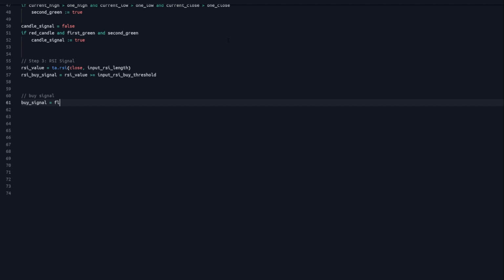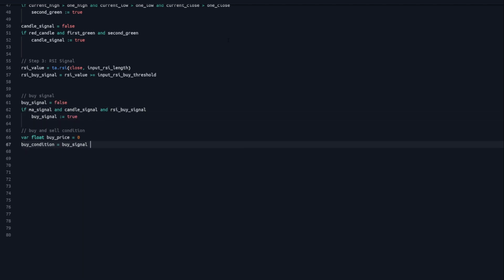Now that we have all 3 buying rules, let's quickly code up the buying and selling conditions, as well as enter and exit of the strategy. I'll explain the code after this quick code break.